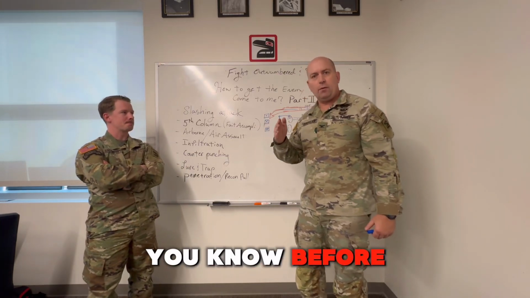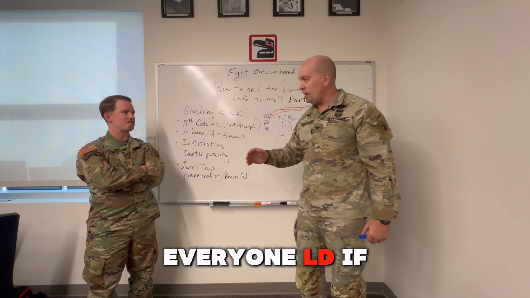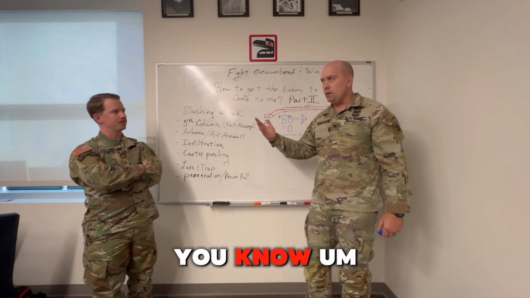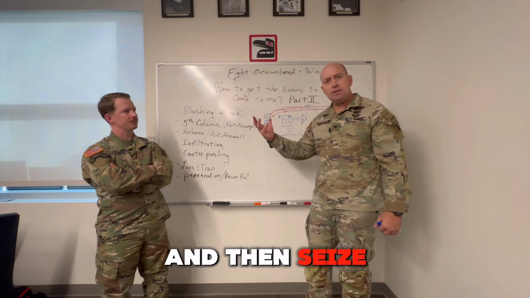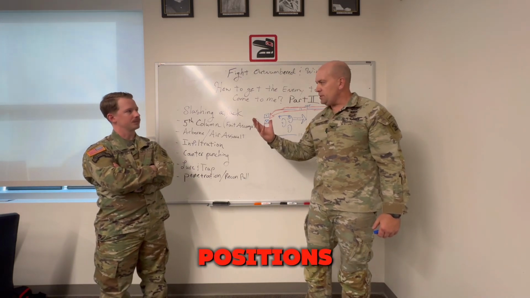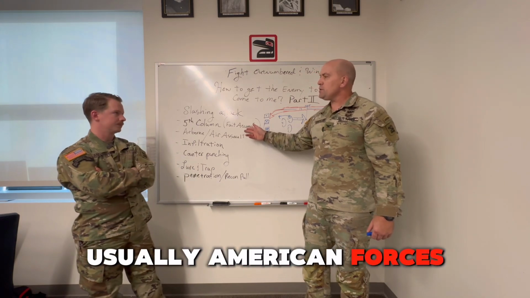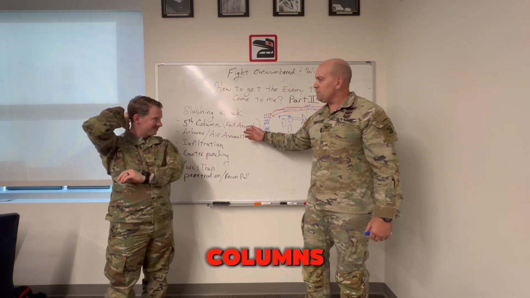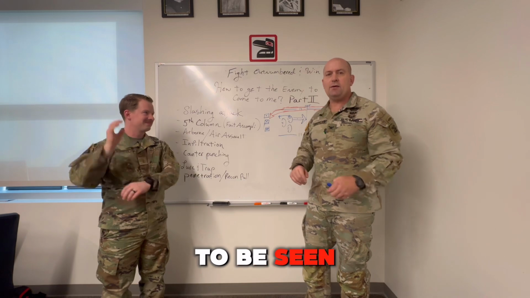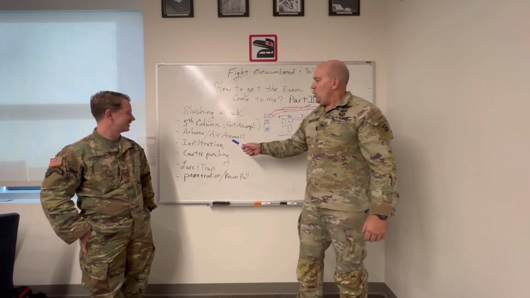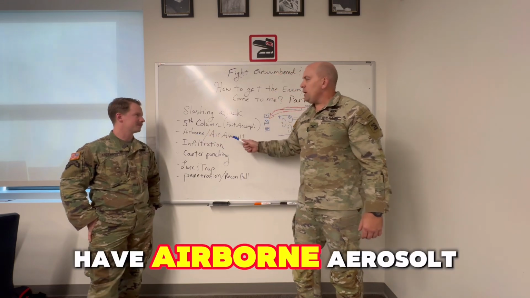Okay, so that is how you can get there. Before things escalate, if you can send in a force beforehand, and then seize key positions and cause them to attack into you, that's also how you get there. Usually American forces, we're not big into fifth columns because that tends to be seen as illegal, but that's what that is.